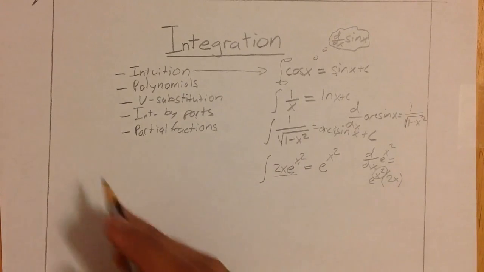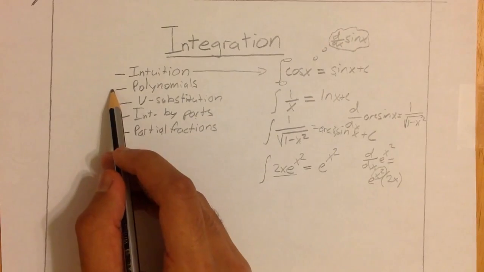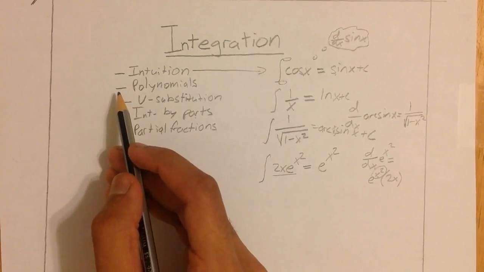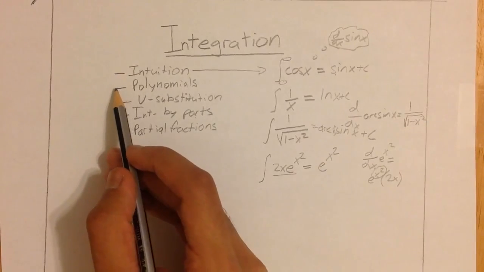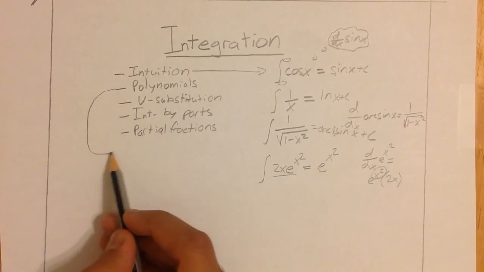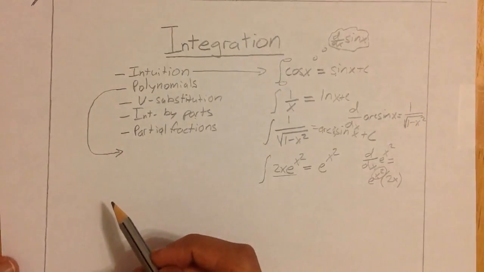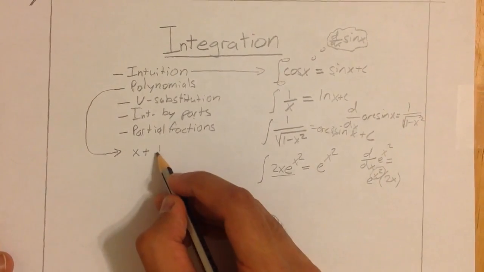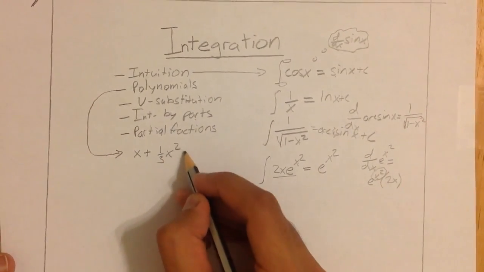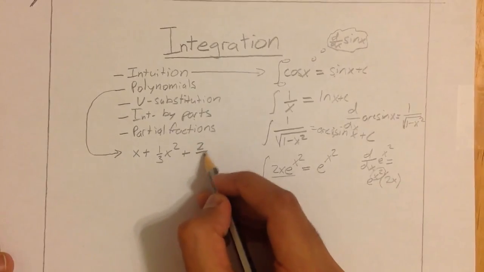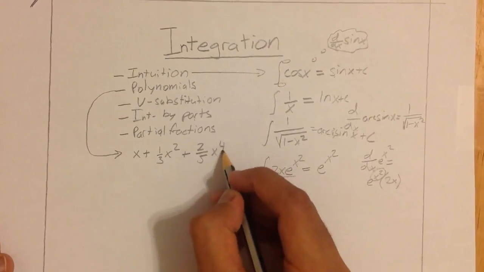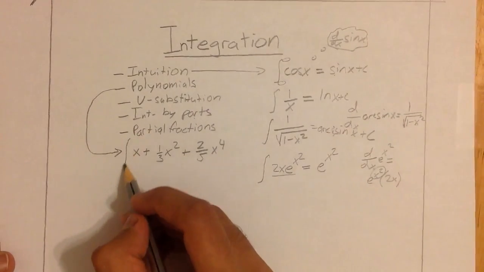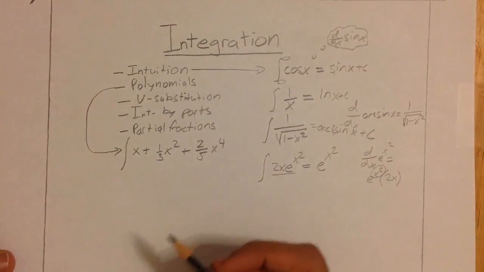Now let's look at the next method of integration, which is integrating polynomials. So let's look at how to integrate polynomials using an example. So the example I'll use is x plus 1/3 x squared plus 2/5 x to the 4th. This is a simple polynomial. Now to find the integral of this polynomial, we follow a few simple steps.